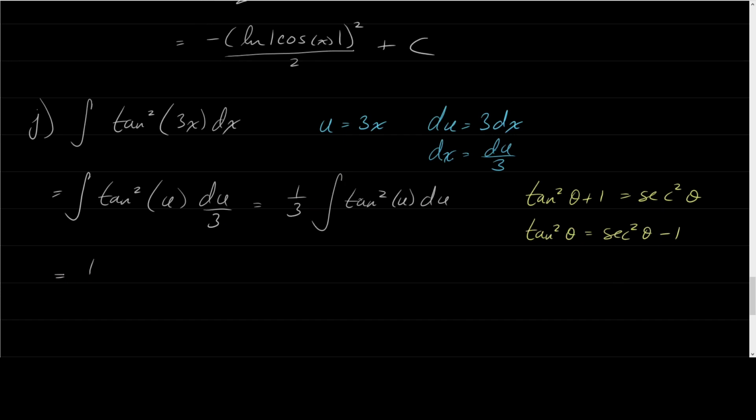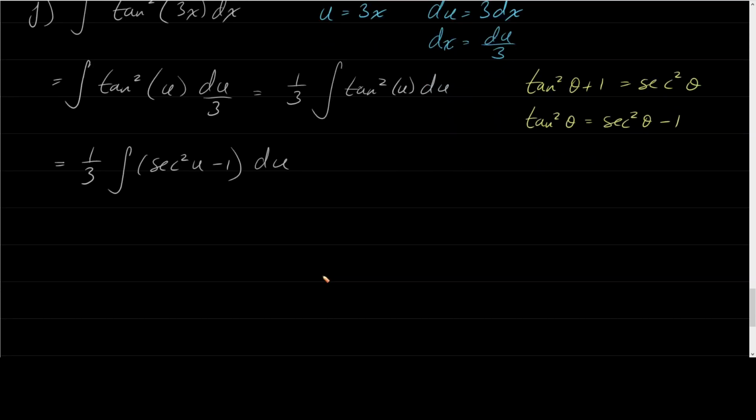What I have here is 1/3 times the integral of secant squared minus 1. Not theta, we were using u. There we go. Secant squared of u minus 1 du. And from there, that gives us 1/3 times the integral of secant squared. The integral of secant squared is tangent, because the derivative of tangent is secant squared. The integral of 1 is just u, because we're integrating with respect to u. And then we have that plus c.